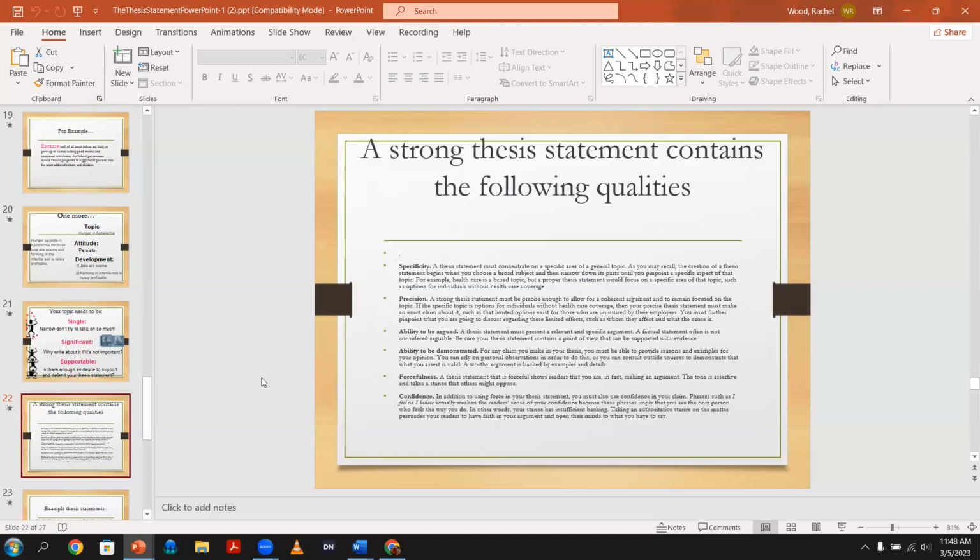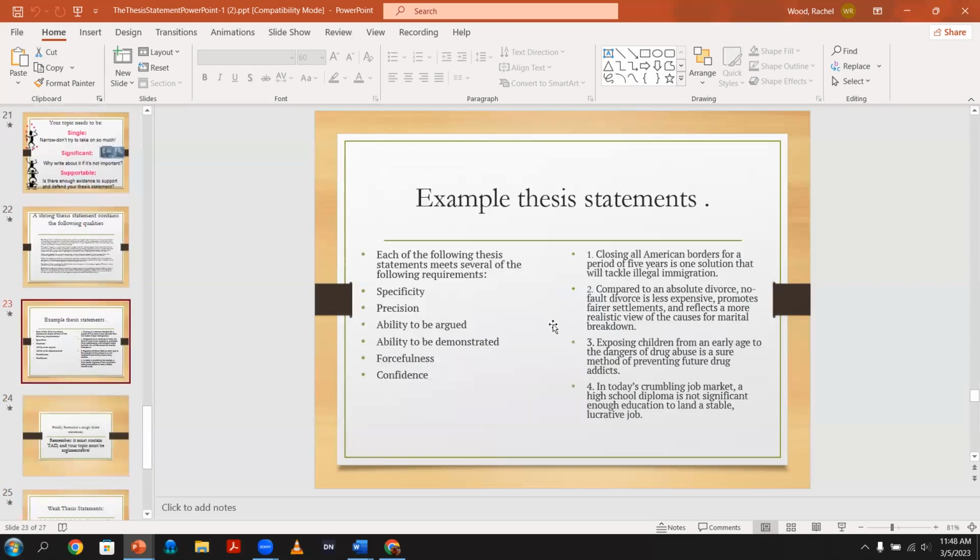So these are all the major qualities for strong thesis statements. And I just want to show you some solid example thesis statements from previous student papers. They all have specificity, they all have precision, they're all able to be argued, they can be demonstrated, they have that forcefulness, and they have that confidence.